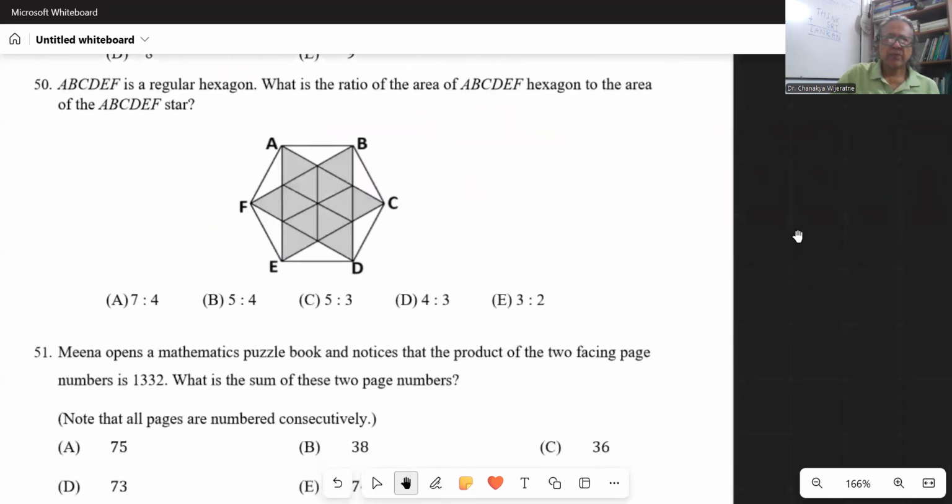All right. So we go to the last question. A, B, C, D, E, F is a regular hexagon. What's the ratio of the area of the A, B, C, D, E, F hexagon to the area of the A, B, C, D, E, F star? You can see the star shaded in gray, right?